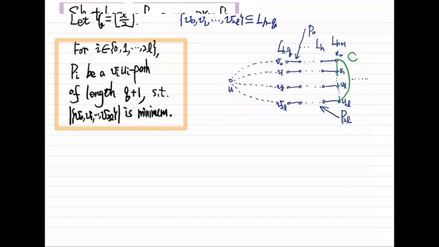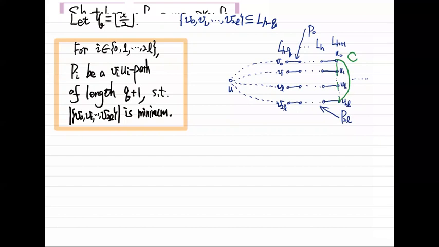We choose such paths such that their ends in the level H minus Q is minimum. That is, the paths P0, P1, P2 to P2L intersect L H minus Q as small as possible. We choose such a path.